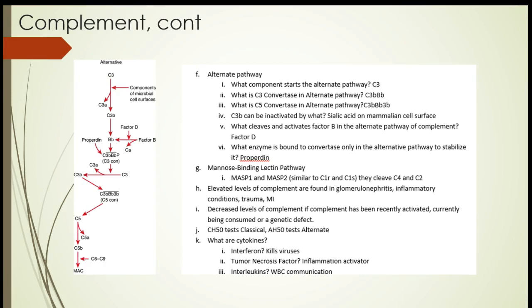So this again covers the alternate pathway, a little bit about the mannose binding lectin pathway, and why complement components would be increased or decreased. Usually they're elevated if you have an inflammatory process going on. They can be decreased if it's been recently activated, if it's currently being consumed, or you have an actual genetic defect. Know about the 2 tests for the classical and alternate pathway. Pretty easy to memorize. CH50 is classical, AH50 is alternate. Now they start with what they are, so that's not too bad, right?